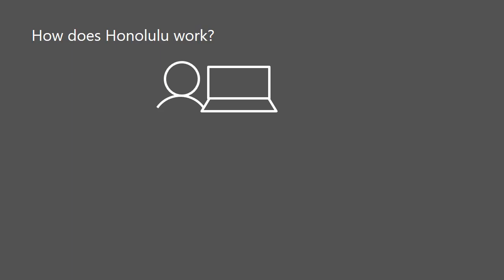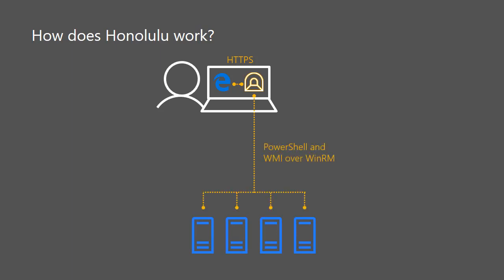So how does Honolulu work? Basics in connectivity. You have the gateway installed on a local laptop. Say this is a Windows 10 laptop. So you have the Honolulu installation on there. The user connects to it via their browser. They're still talking HTTPS inside of their own machine, and then they basically connect down via WinRM and talk PowerShell and WMI down to the managed hosts and clients.